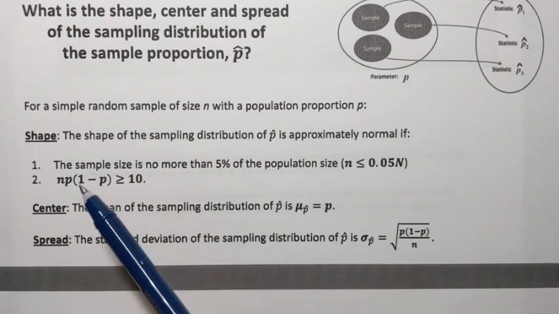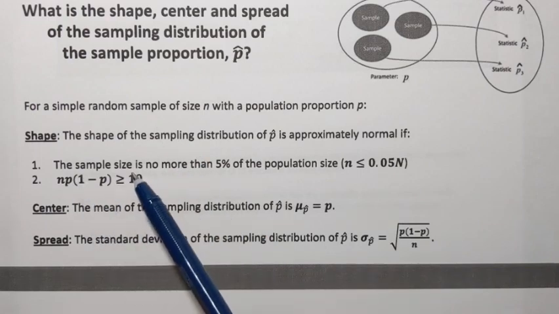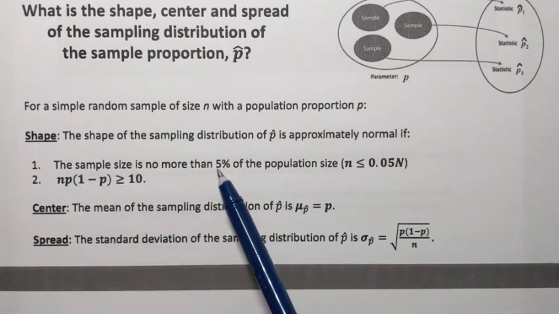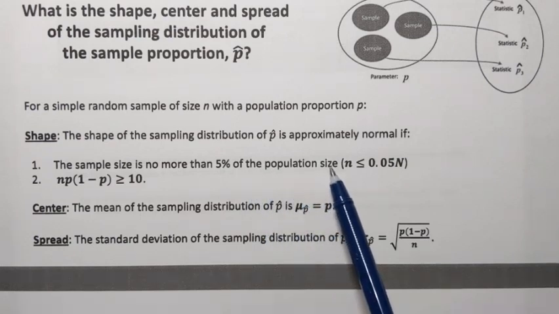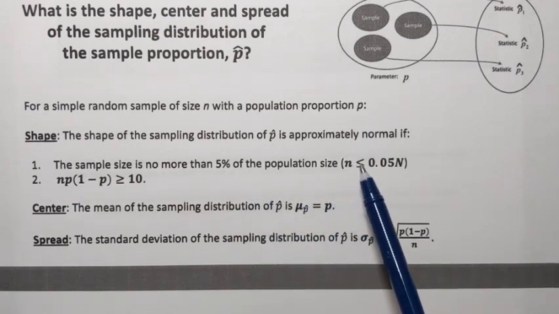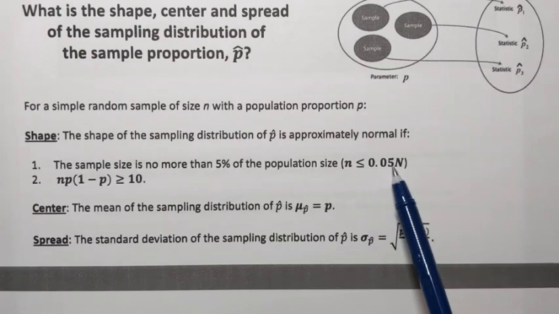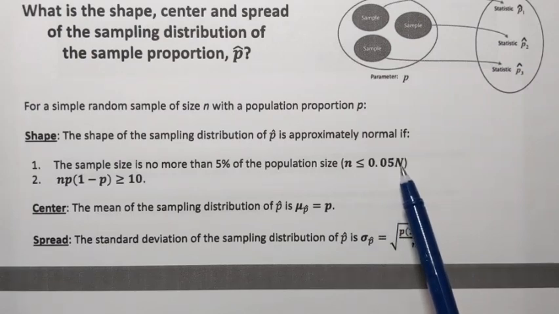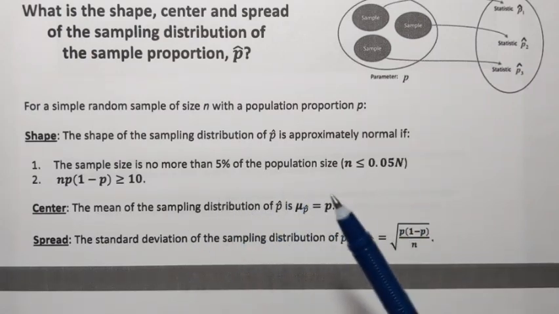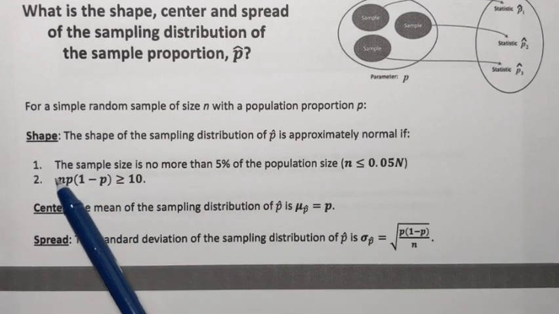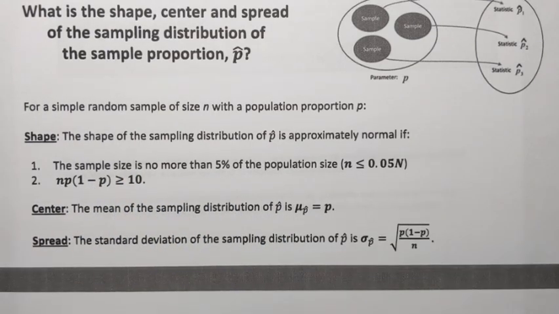conditions are satisfied. Condition number one is that the sample size has to be no more than 5% of the population size. So sample size is less than or equal to 5% of the population size. It means that sample size should be relatively small. And here's the second condition.